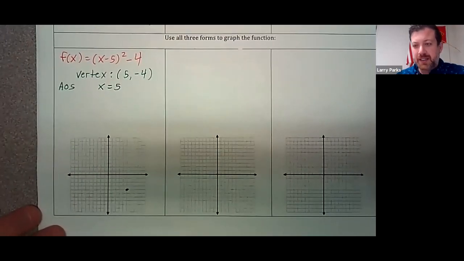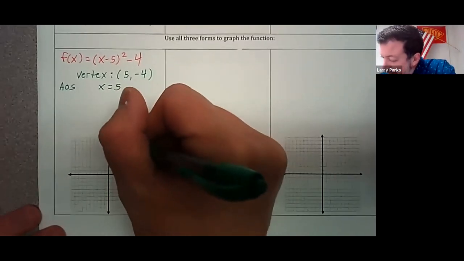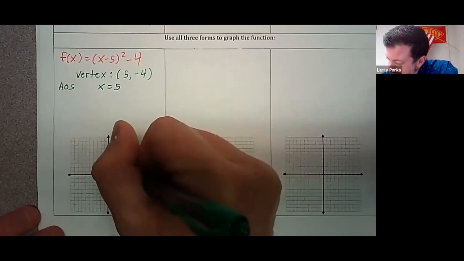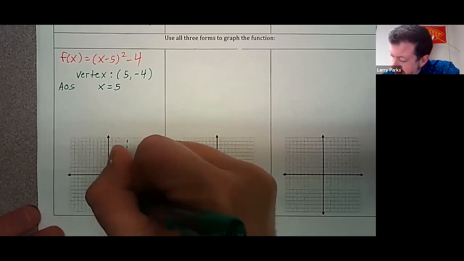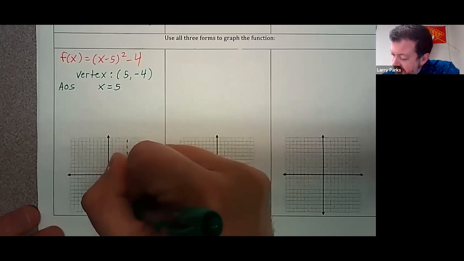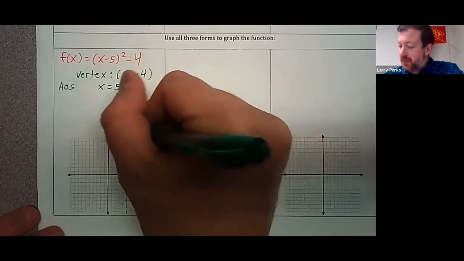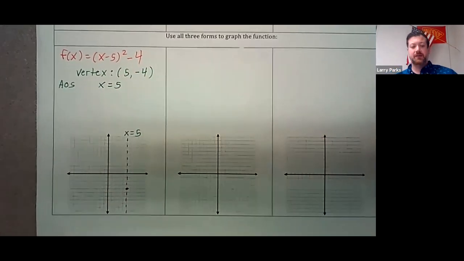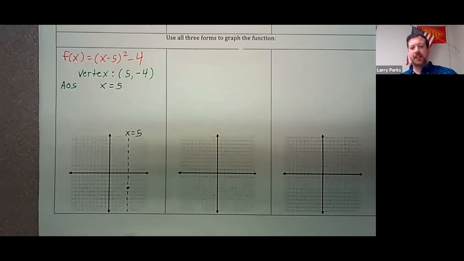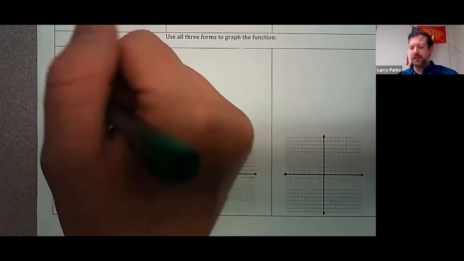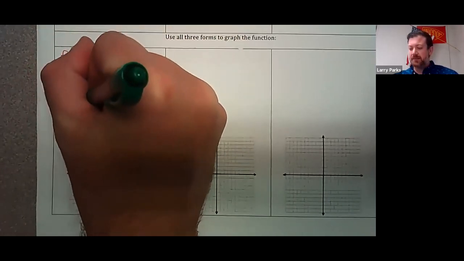So what that tells me, it's symmetrical on the left and the right side of the vertex. So I'm going to draw that line real fast. And basically whatever happens on the left happens on the right. And that's x equals 5, the axis of symmetry. All right, well, that's all I really know. Besides, the a value is positive. This is a 1. So the only other thing I know is that it opens up.